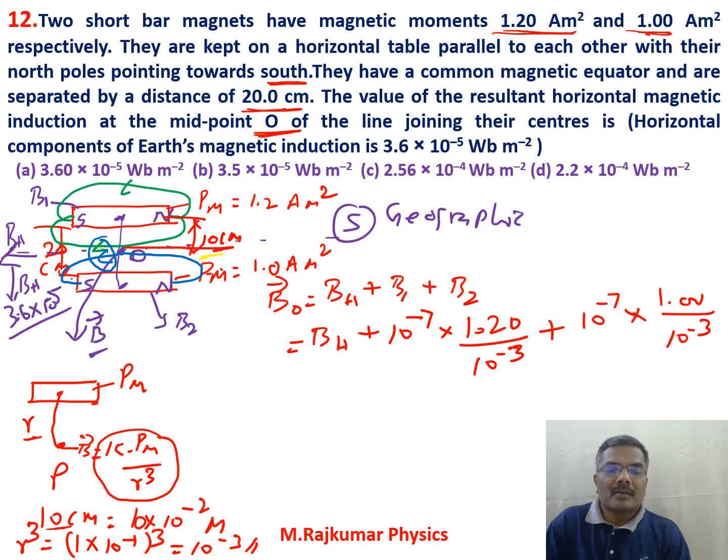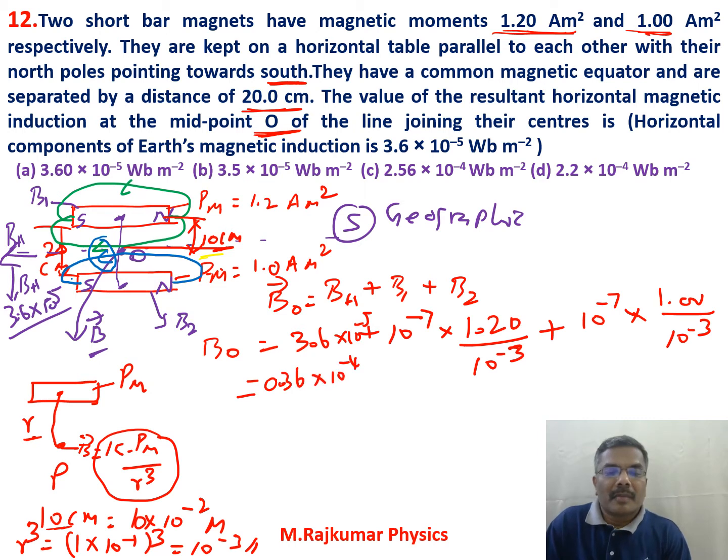You understand? So this BH is given already. BH is given in the problem itself, so I can substitute it directly here. So this B naught will be equal to BH. BH is given in the problem itself. What is that? 3.6 into 10 power minus 5 I can write. So this one I can write as 0.36 into 10 power minus 4.